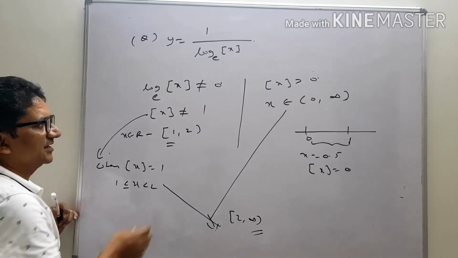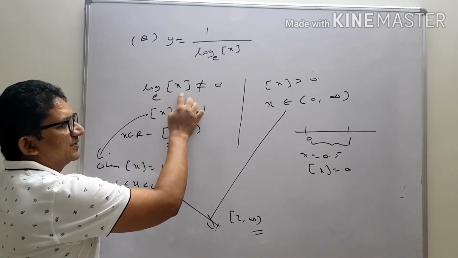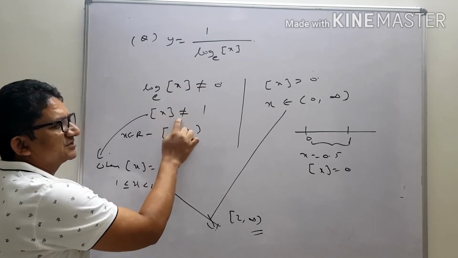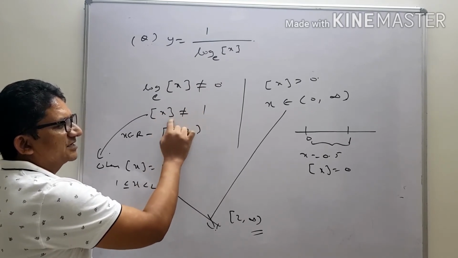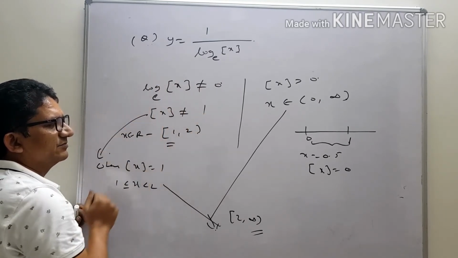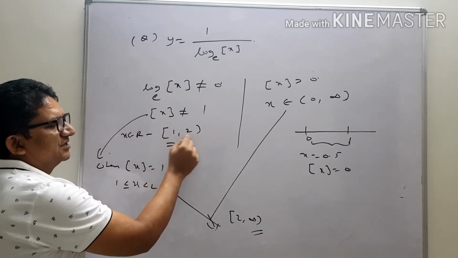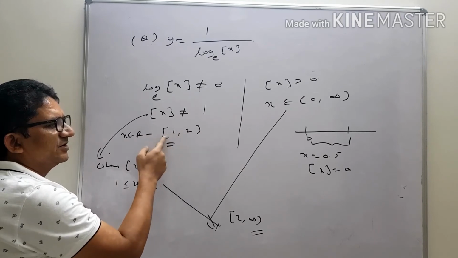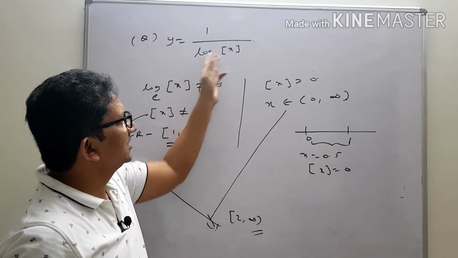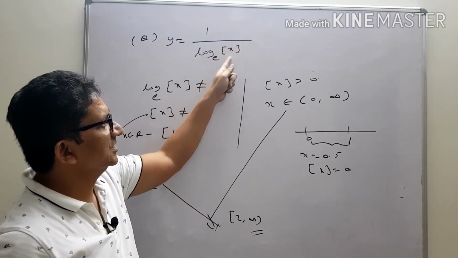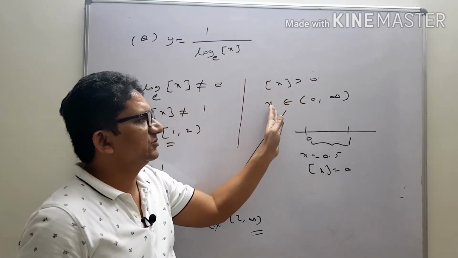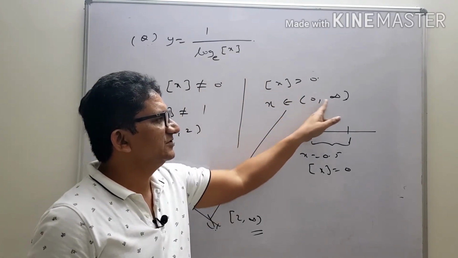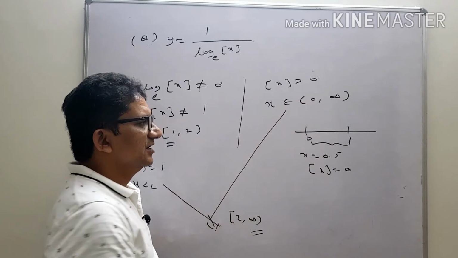I will explain again. Logarithm of [x] cannot be equal to 1 means [x] cannot be equal to 1. [x] cannot be equal to 1 means all the real numbers are allowed except [1, 2). That's why I am writing R minus [1, 2). In the second part, we are dealing with the logarithmic function, so this value should be positive. Positive means generally we take in between 0 and infinity.